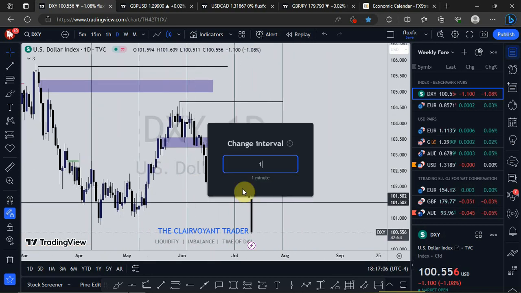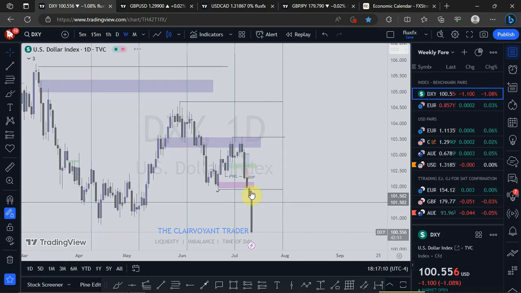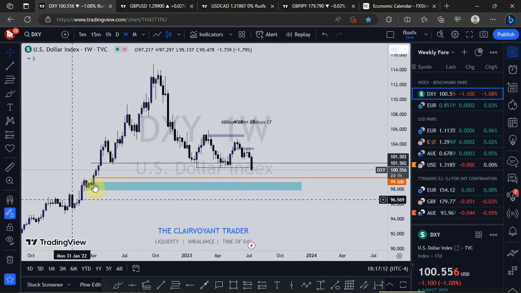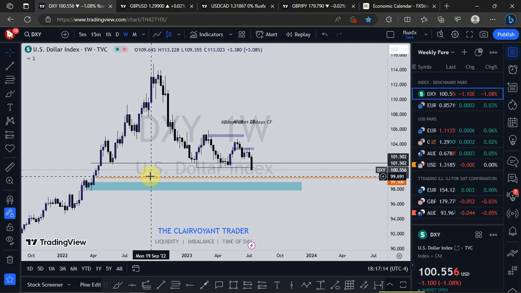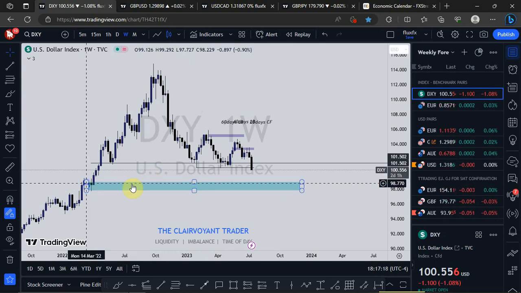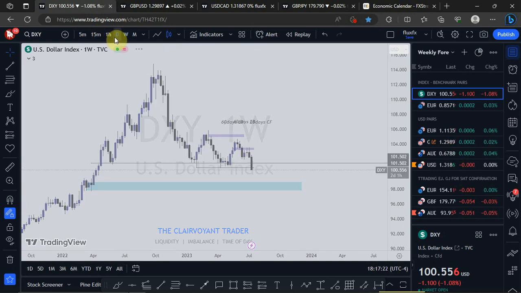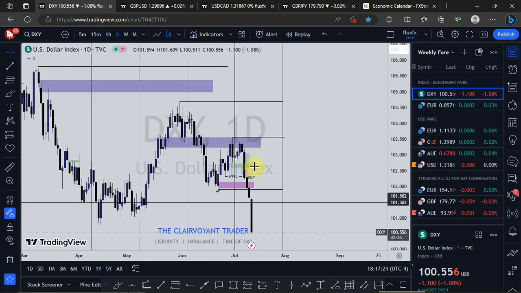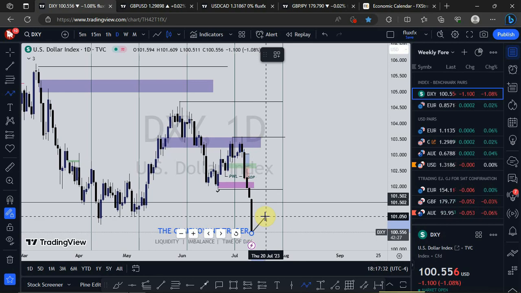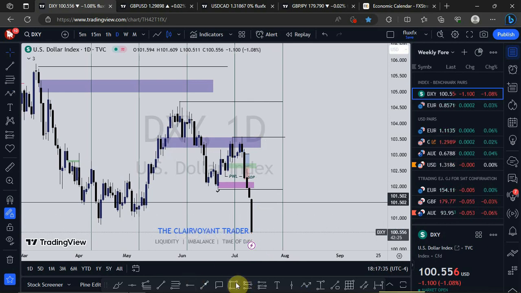But let's quickly move to the weekly and see what is happening there. Currently, this is where I'm expecting price to move into. Going into tomorrow, Thursday, I wouldn't be surprised if we see a short-term reversal during the New York session. I wouldn't be surprised at all if we see a short-term reversal into this very zone.